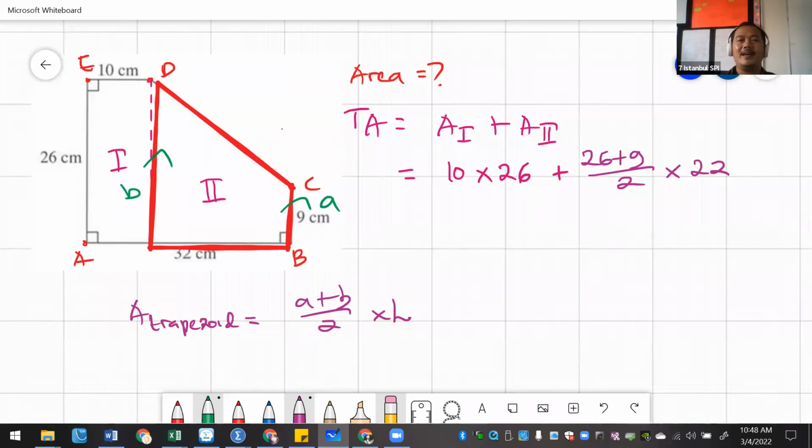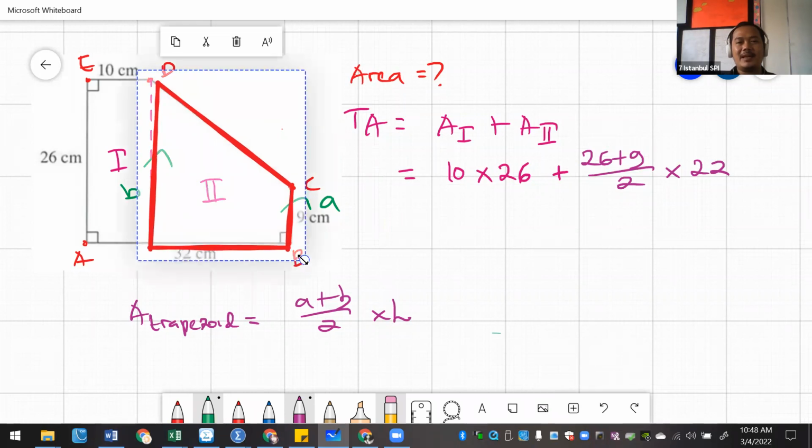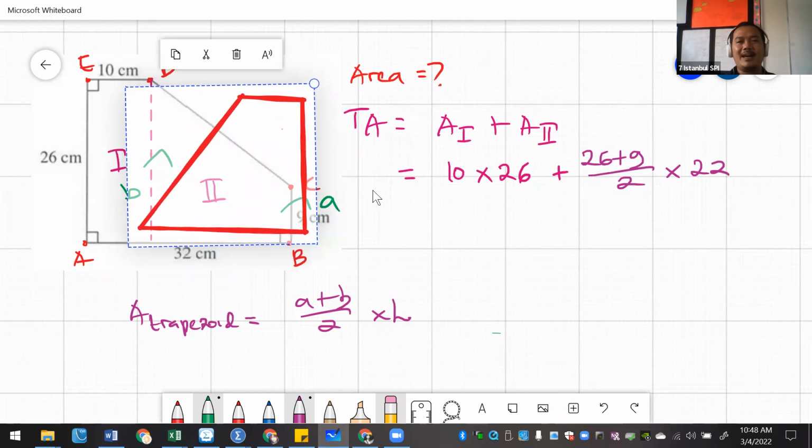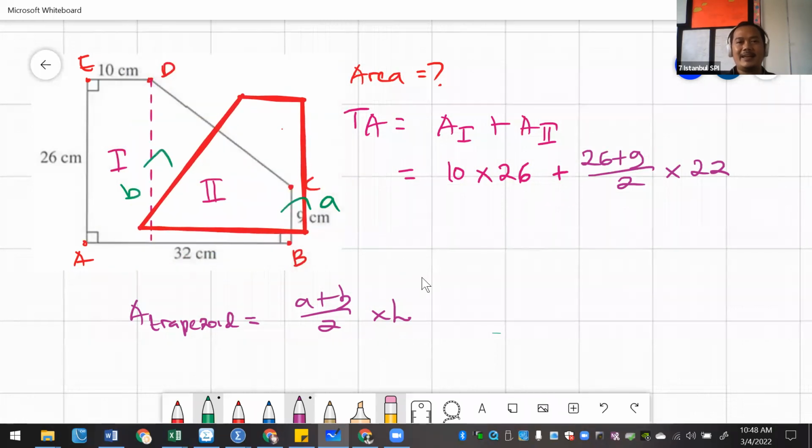This is going to be B. The A is 9, and the B is this one, which is 26. A plus B is the same as B plus A, no problem. That's the first part, then divided by 2, and then times the height. So which one is the height? Sir, the height should be like this. Yes, but guys, if I rotate this, which one is the height then? This one is the height, right? So how much is that?